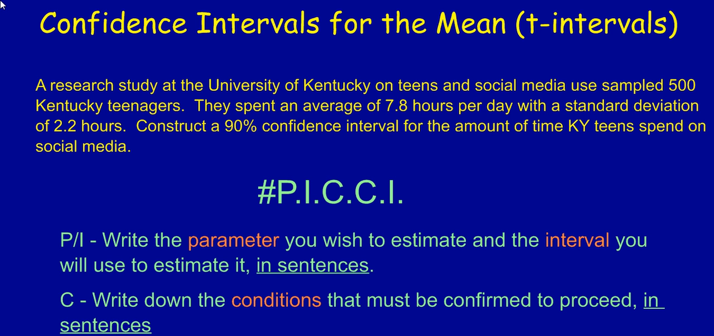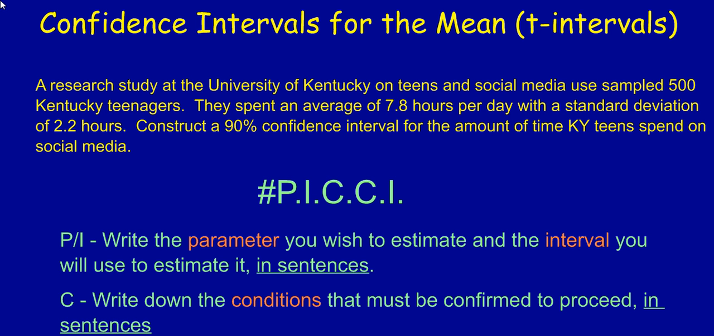An important thing to note is that these are possible to know. We don't need to assume the population parameters anymore. We know that our sample mean was 7.8 and our standard deviation was 2.2, and we want to construct a 90% confidence interval.